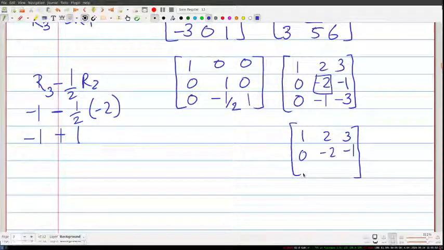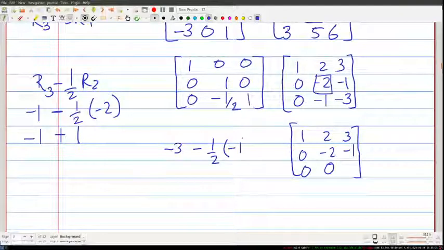So 0, 0 is fine, minus half times minus 2, negative negative gives me a plus, 2 and 2 cancel, gives me a plus 1, plus 1 minus 1 gives me a 0. That's a success. The other entry is minus 3 minus half times a negative 1, right? Am I doing this correctly? So this was minus 1 minus half times minus 2, yeah, I'm doing this correctly.